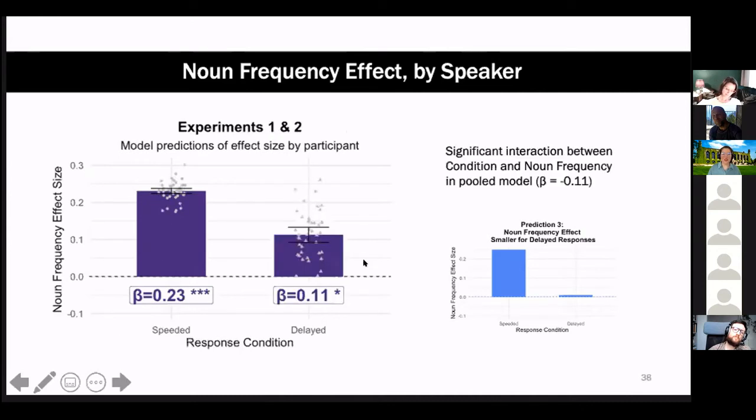What happens in the delayed condition is quite different. Apologies, this graphic is also not updated. On this side, it's not significant, and it should be 0.05 here. So what we see is a difference. The participants are much more scattered, right? Some participants do seem to have a strong noun frequency effect in this condition, but others are much closer to 0. And there's not an effect that's reliably different from 0 in this case. And if you create a pooled model with both experiment 1 and experiment 2 data, there's a significant interaction between condition and noun frequency. So they're significantly different.